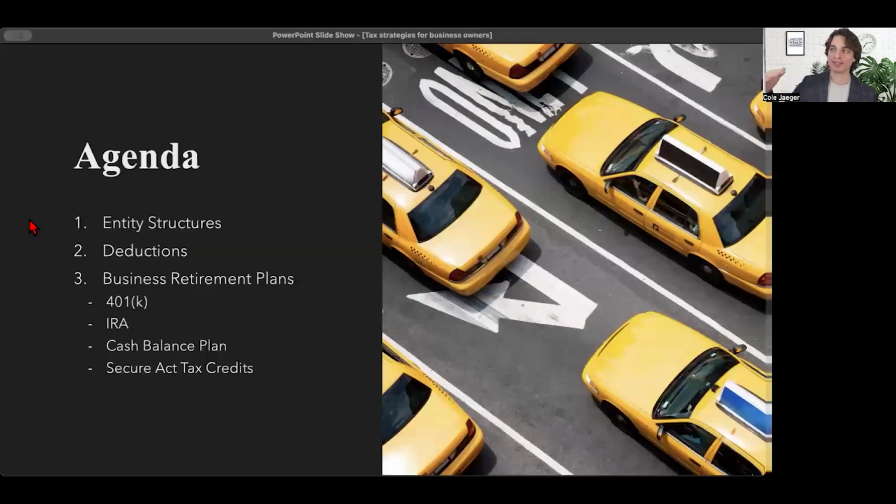And the goal of today is to give you all practical tax strategies you can apply to your businesses with updated 2026 rules and regulations for the new year. Whether you're looking into starting a business or you already run an established one, or you just want to learn more about tax savings, I think there'll be something in here for everybody. First, we'll talk about entity structures, then deductions, then business retirement plans, so 401k, IRA, cash balance plan.